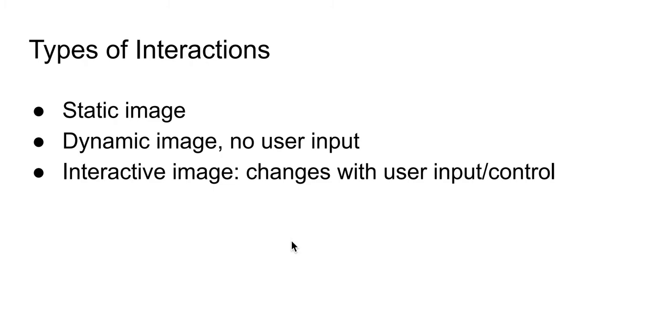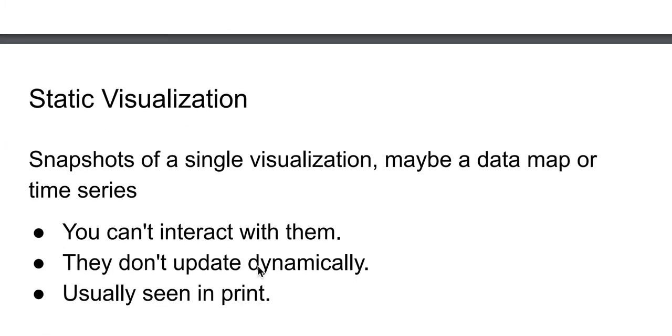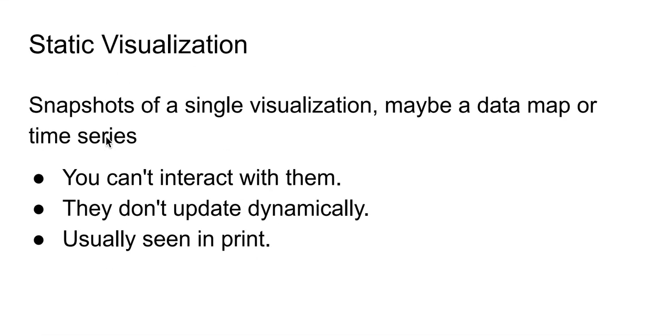Types of interactions. There are static images. The 2 previous examples we looked at are both static images, or dynamic images with no user input. However, the image could change. An interactive image changes with the user input or control. Static visualizations you cannot interact with. They don't update dynamically, usually seen in print.